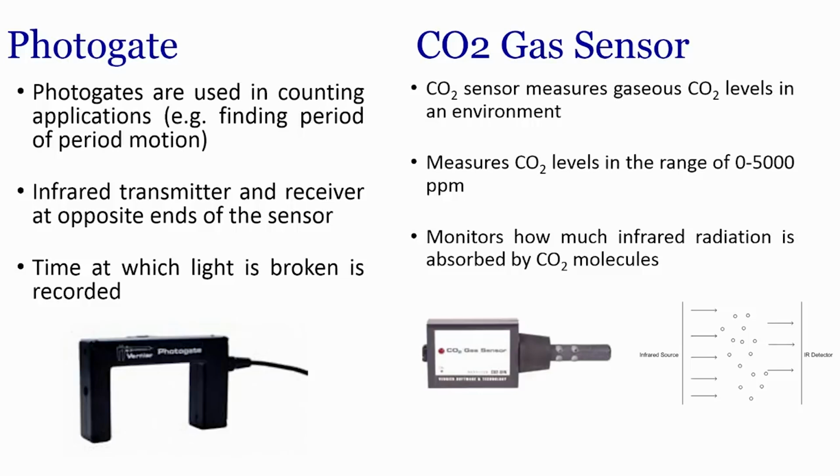Now, when you talk about CO2 gas sensors, they measure the CO2 level in the environment, in the range from 0 to 5000 ppm. They monitor how much infrared radiation is absorbed by CO2 molecules. For example, if it is an infrared sensor, if I have a source and an IR detector, then the signal that is sent from the source and the signal that is received by the detector would depend on the number of CO2 molecules in between, because those CO2 molecules will absorb the infrared radiation.